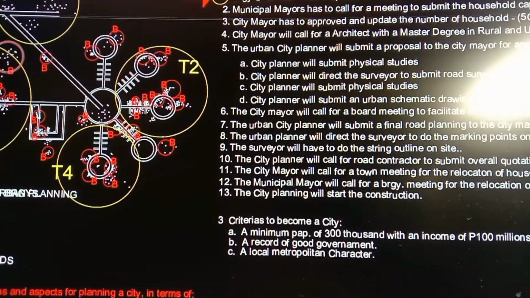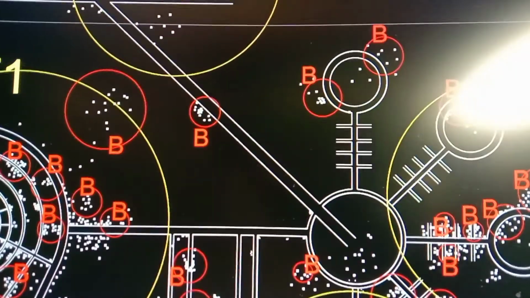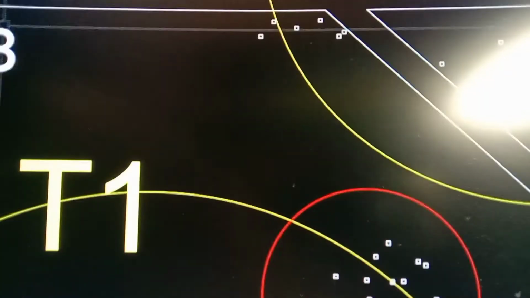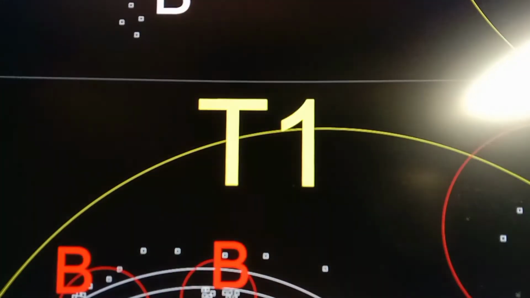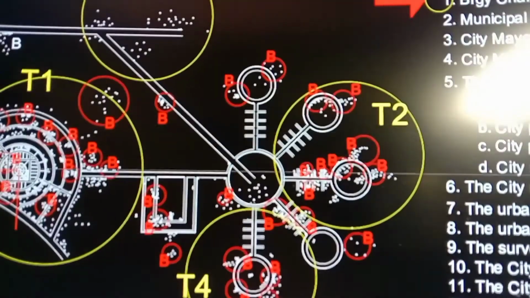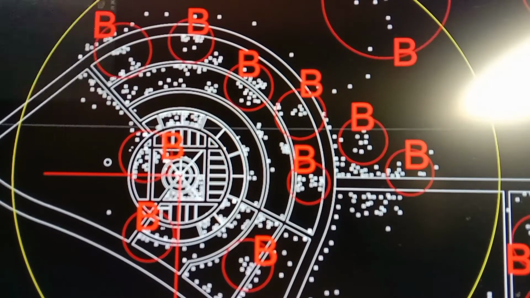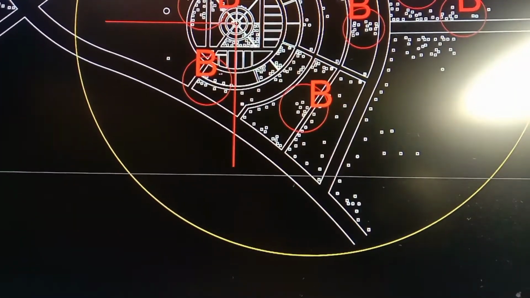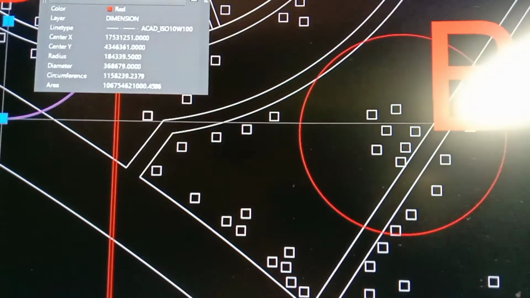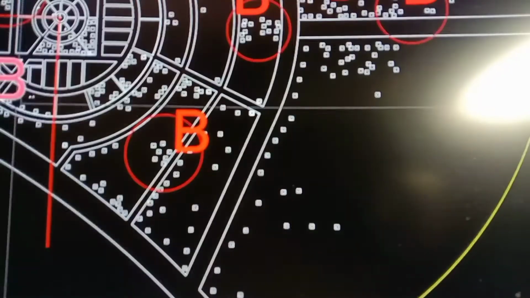This is for town 5. Remove the barangays already relocated. This one also here. Okay, remove this barangay here. Remove. Relocated. This also relocated here. Remove also this barangay. All these affected ones are already relocated.